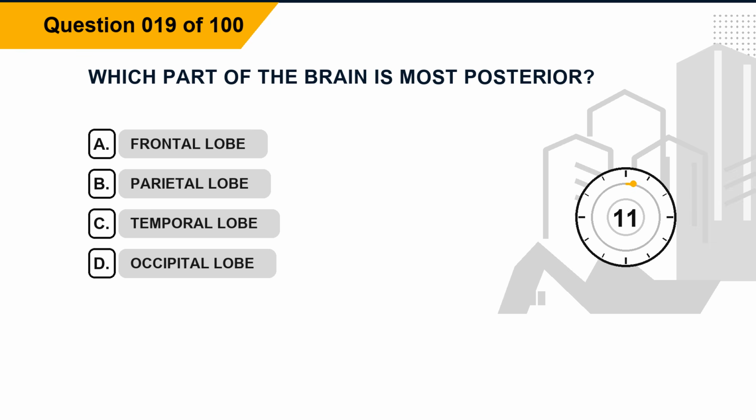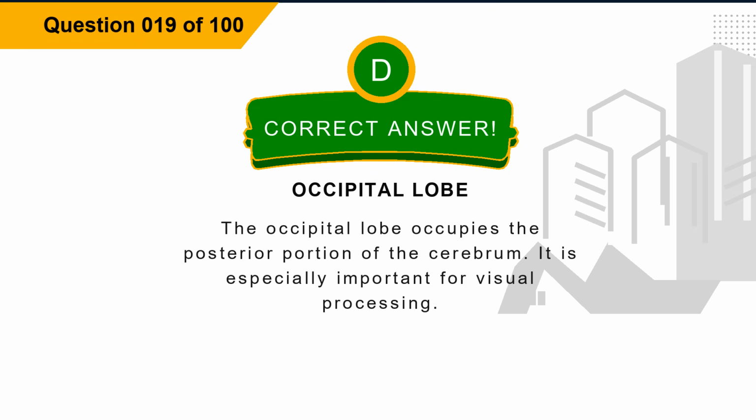Question 19. Which part of the brain is most posterior? Option A, frontal lobe. Option B, parietal lobe. Option C, temporal lobe. Option D, occipital lobe. The correct answer is option D, occipital lobe.